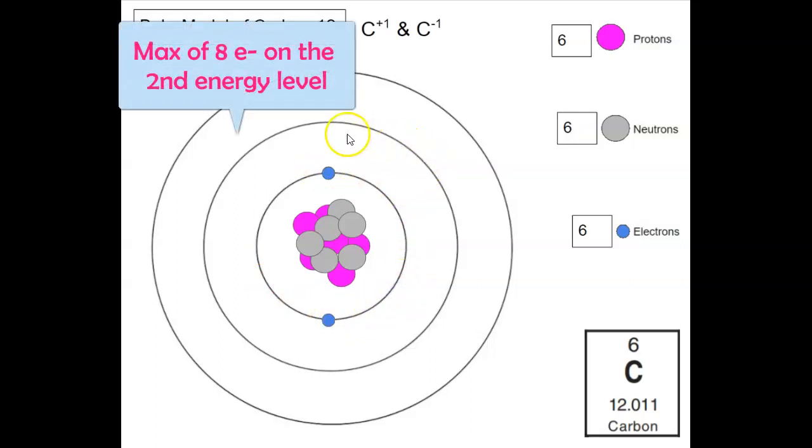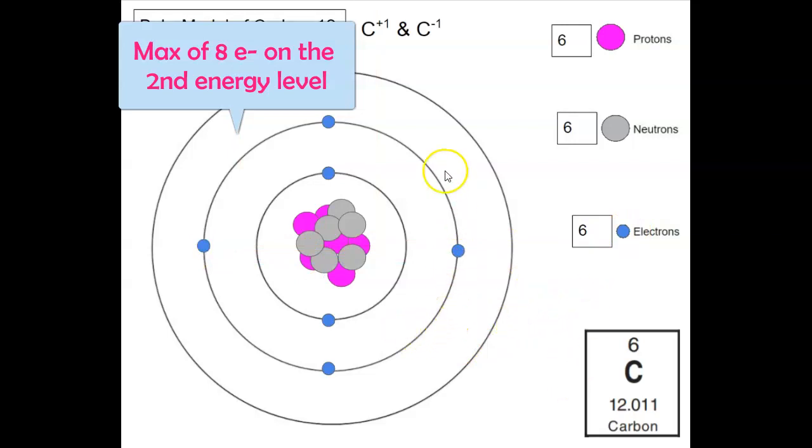Now, the second energy level, which is this one right here, can have a maximum of 8. However, I don't need a total of 8. I need 6 electrons total in my model. So we have 2 so far, which means I need 4 more electrons. I'll place 1, 2, 3, and then 4 on the second energy level, and now I have my 6 electrons.